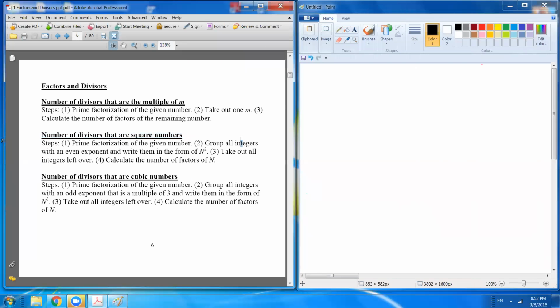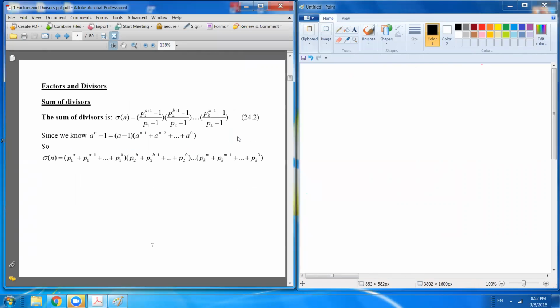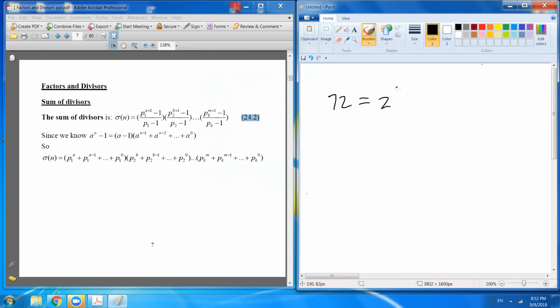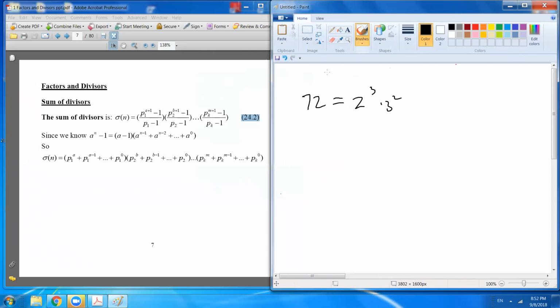Another formula is called the sum of the divisors. Sum. Okay, for 12, we got many divisors. What is the sum? And we got a formula, okay? And this formula is this. If you take a look at this, it's complicated, right? I use an example, okay? 72, right? 2 power 3, 3 power 2. Not how many, but the sum. What's the sum of all the factors?